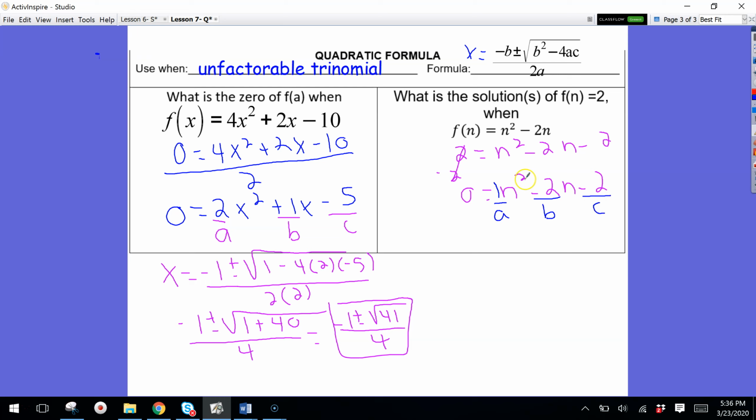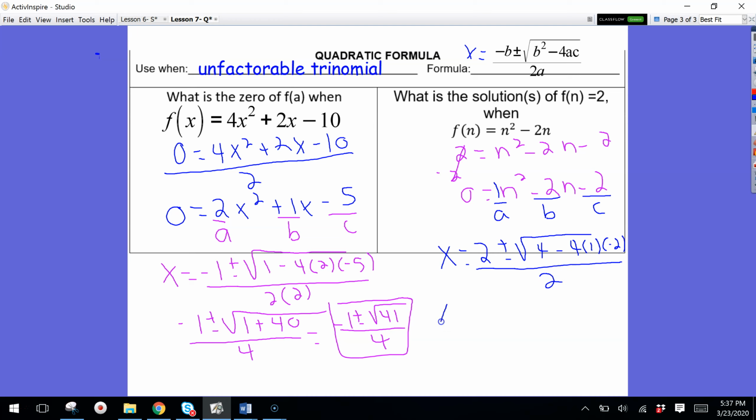And there was no way to make these numbers any smaller because there was no greatest common factor between 1, negative 2, negative 2. So we're just going to use the numbers that we have. And so in this case, x is going to equal negative of negative 2, which is a positive 2, plus and minus the square root of b squared, which is negative 2 squared, which is 4, minus 4 times a times c, 1 times negative 2, all over twice a. So 2 times 1 is just 2.